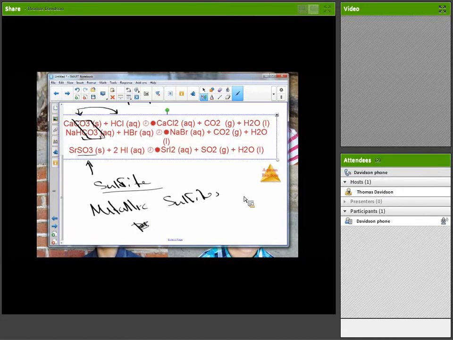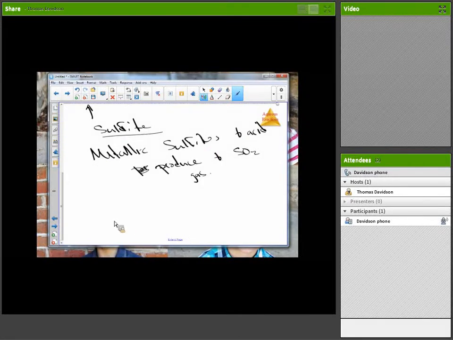Metallic sulfites and acid produce SO2, sulfur dioxide gas, which smells terrible. We should make it. No, we should not. Isn't that the stuff at Yellowstone that smells like absolute crap? Yeah, that's the same smell as rotten egg gas.